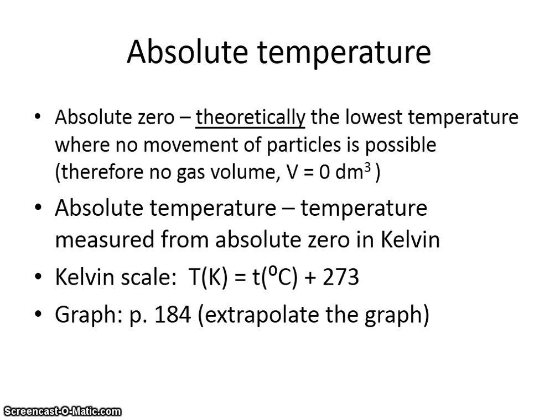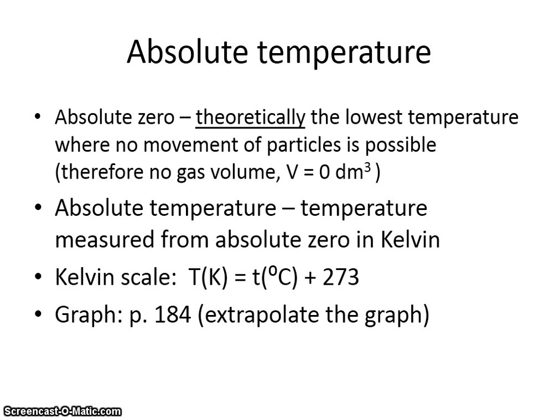Then absolute temperature. Absolute zero is theoretically the lowest temperature where no movement of particles is possible. Absolute temperature is the temperature measured from absolute zero in Kelvin. Now, these two definitions are easily confused. Please make sure that you understand what absolute zero is, that it is the absolute lowest point, and absolute temperature is the scale on which we measure from zero in Kelvin. Then the Kelvin scale calculated like that from Celsius, and we must be able to convert from Kelvin to Celsius as well.